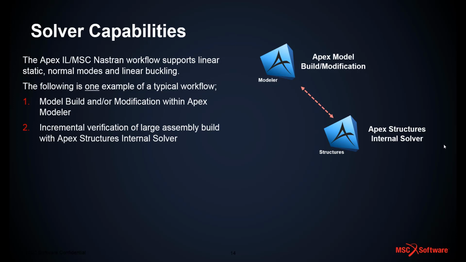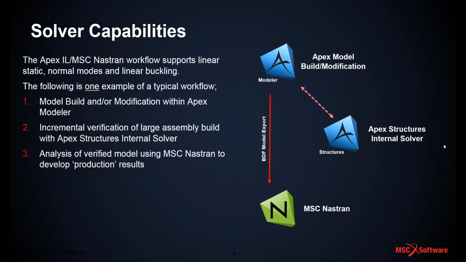Then we could, especially if you've got a complex model, a complex assembly with many parts, we could look at an incremental verification of the assembly build. So in the previous example we saw, we verified one of the wing box ribs before we tied it into the overall structure. We can do that very quickly using the Apex Structures internal solver. We can effectively verify each discrete part within the sub-assembly or assembly level definition to prove its behavior.